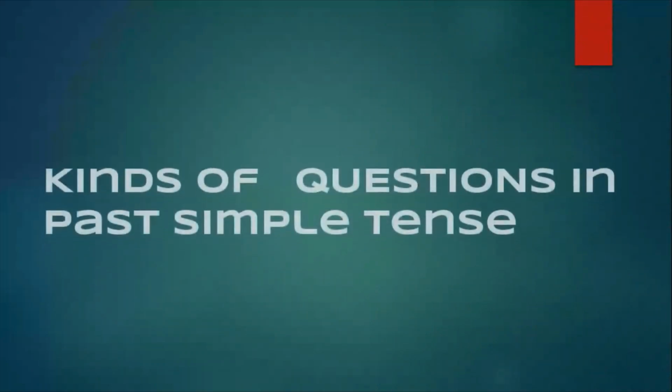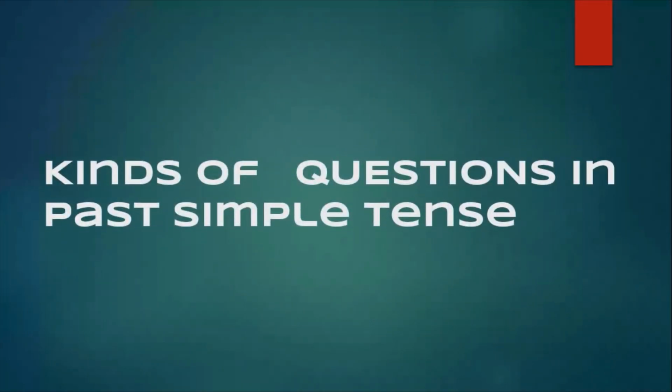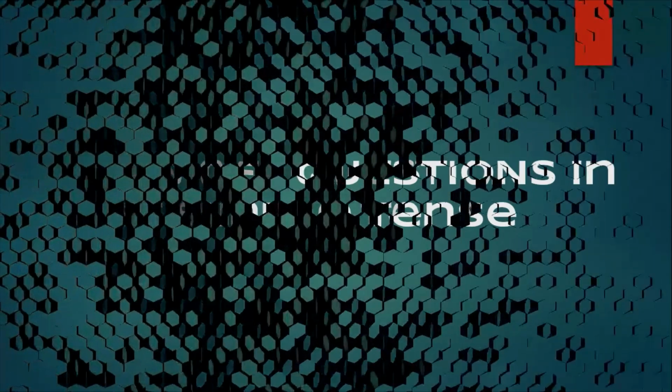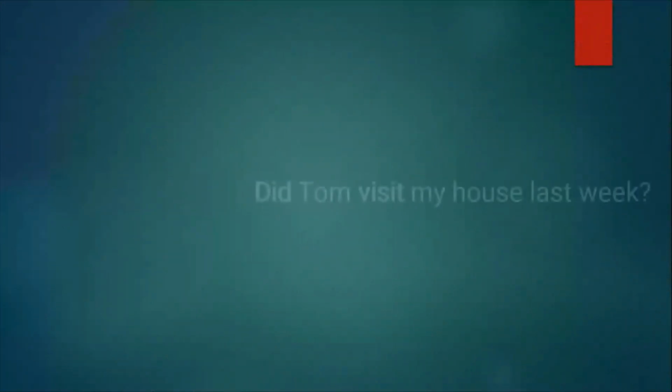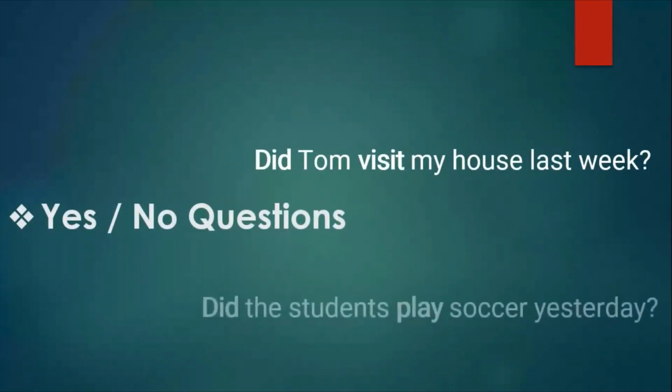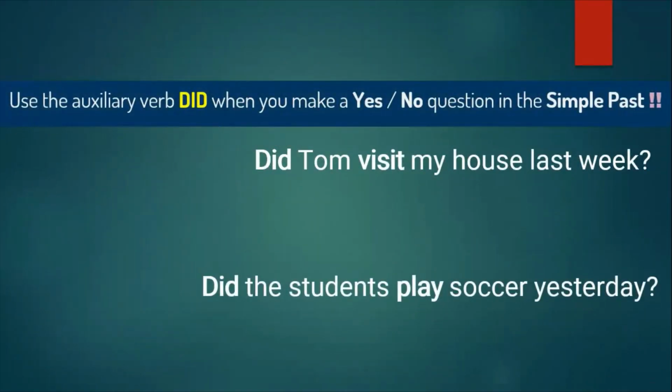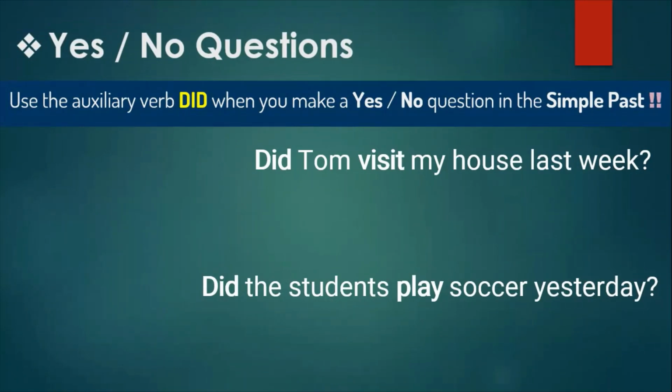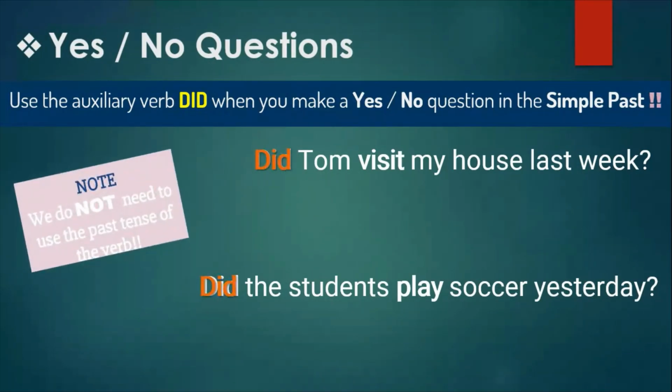And now we're going to look at questions. So, kinds of questions in the past simple tense. The first one that we are going to be looking at is yes and no questions. Did Tom visit my house last week? No, he didn't. Did the students play soccer yesterday? No, they didn't. Or yes, they did. So use the auxiliary verb did when you make a yes or no question in the simple past.